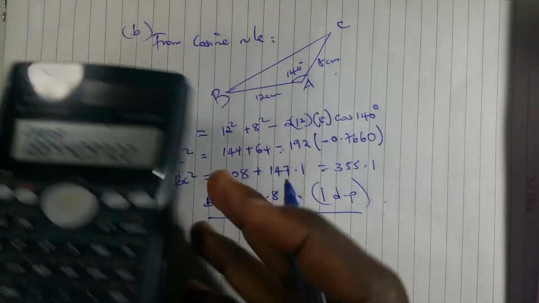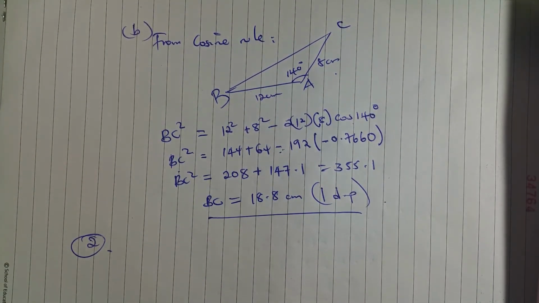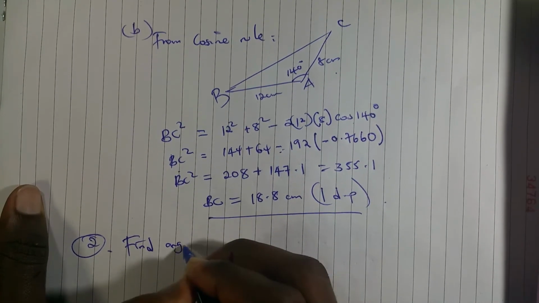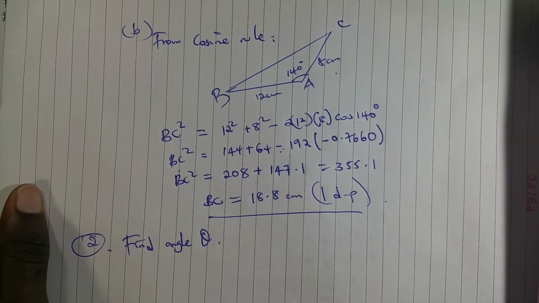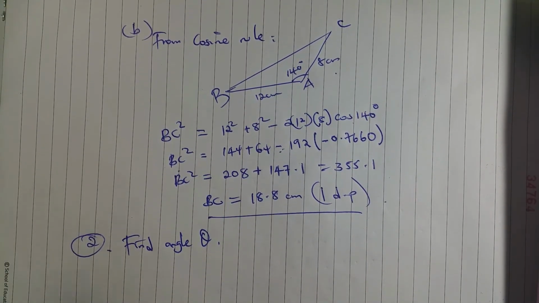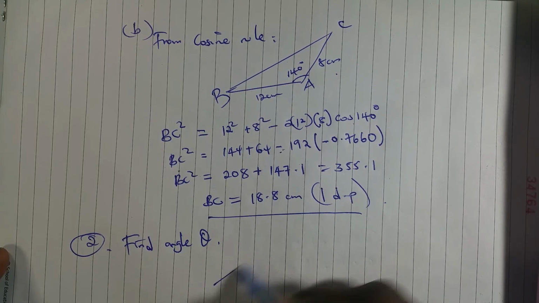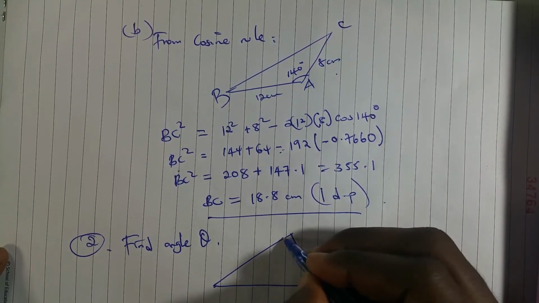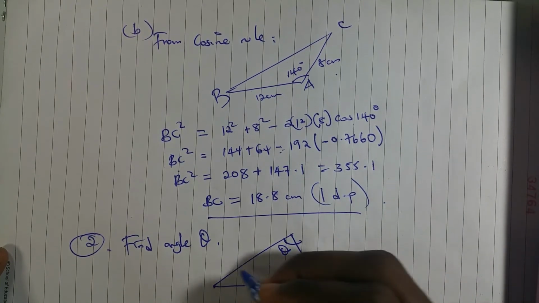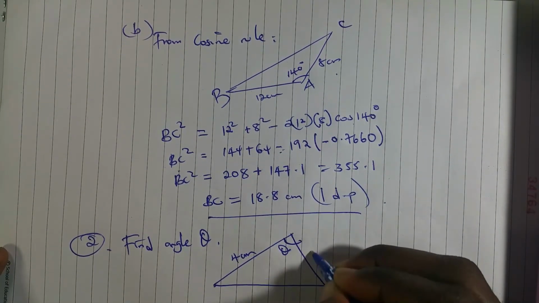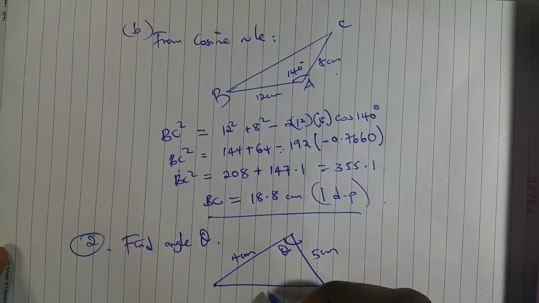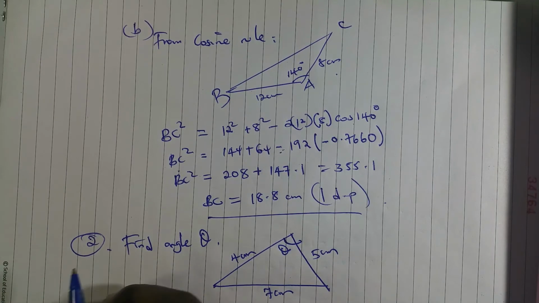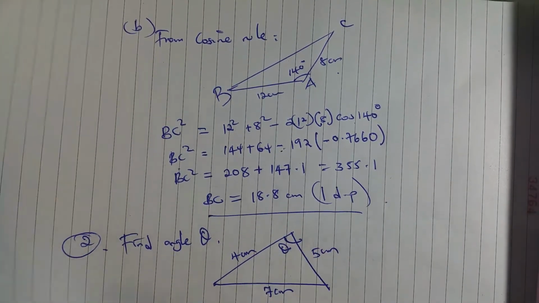Number 2, find the angle theta in the given triangle. So let's have the triangle. Just draw here, I don't want to use a ruler now. Theta, that angle, 4 centimeters, 5 centimeters, then here 7 centimeters. Okay, now we have a triangle of that form. We need to find this angle.